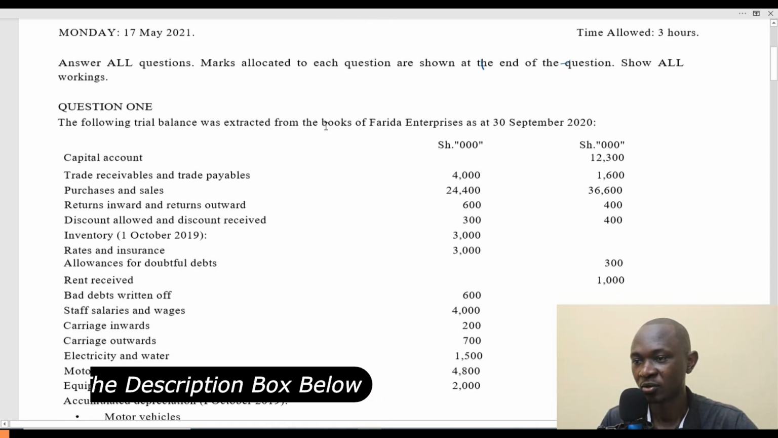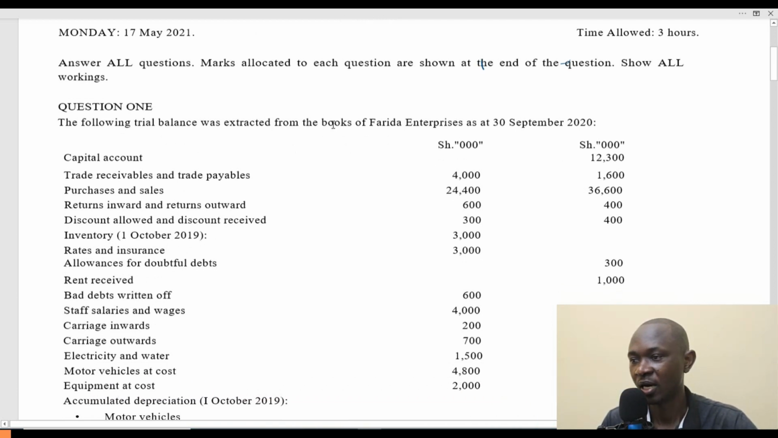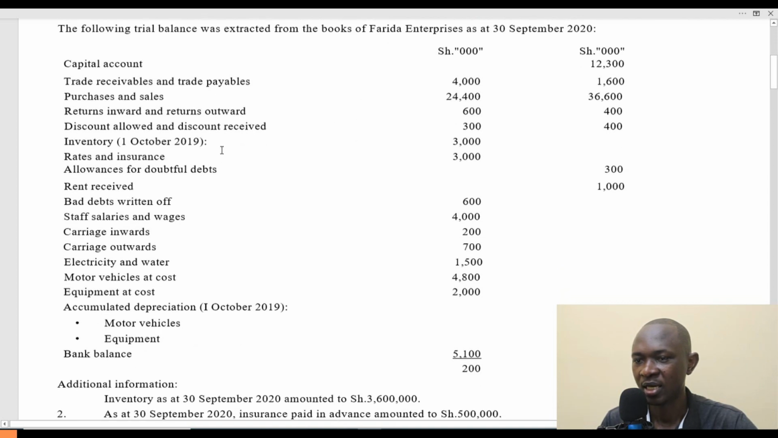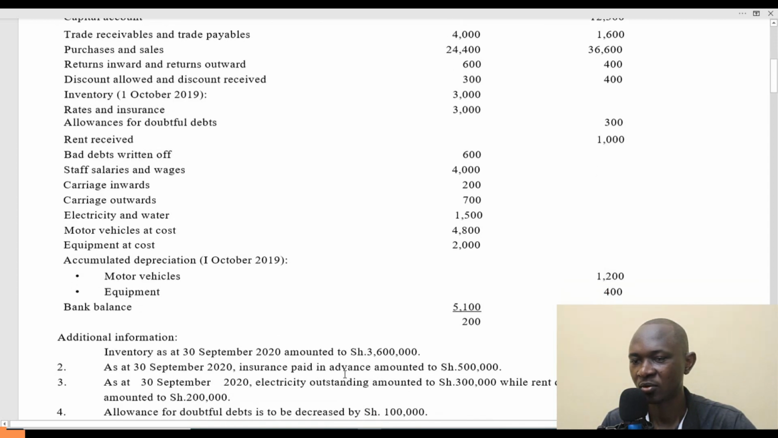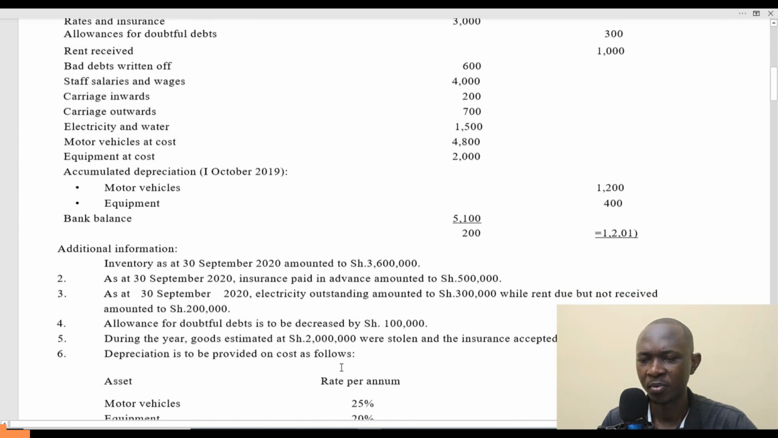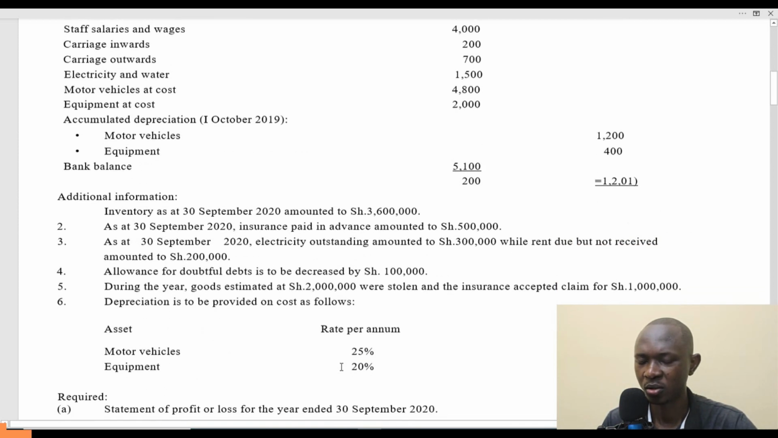The following trial balance was extracted from the books of Farida Enterprises as at 30th September 2020. So we have capital account, trade receivables and payables, purchases and sales, returns inwards and outwards, discount allowed and received, inventories, rates and insurance, allowance for doubtful debts, rent received, bad debts written off, staff salaries and wages, carriage inwards, carriage outwards, electricity and water, motor vehicles at cost, equipment at cost, accumulated depreciation, bank balance.